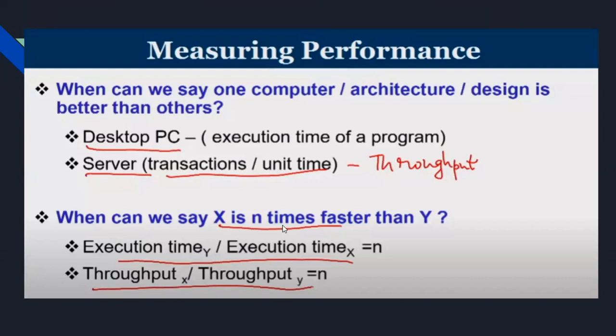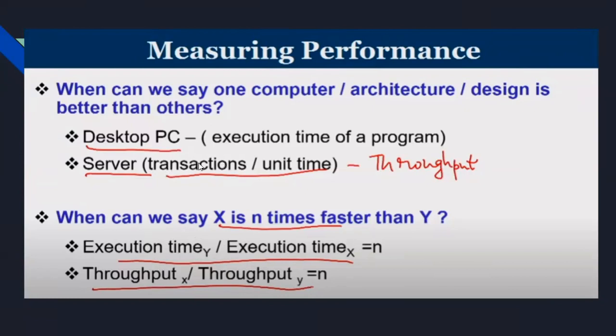When can we say that X is n times faster than Y? Execution time of Y upon execution time of X is a factor equal to n. Looking at this formula, you can see that throughput of X upon throughput of Y is equal to n. Here the execution time of Y was in the numerator, but here the throughput is in the denominator. We'll see how we obtained this with respect to this formula.